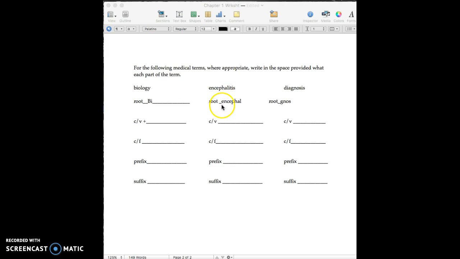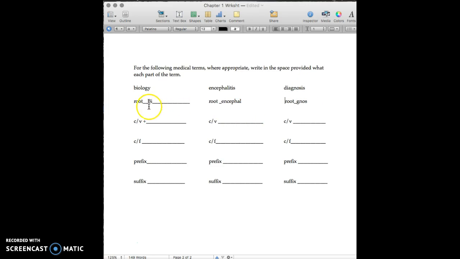Encephalitis, the root of that word is encephal, okay? And this one, diagnosis, this was a tricky guy. I was being tricky with you guys on this. Many of you thought that the root word was dia because it was at the beginning, but remember, sometimes we can have things that are called prefixes. So in this case, the root of diagnosis is nos, G-N-O-S.